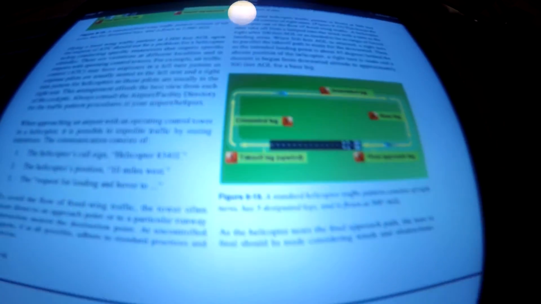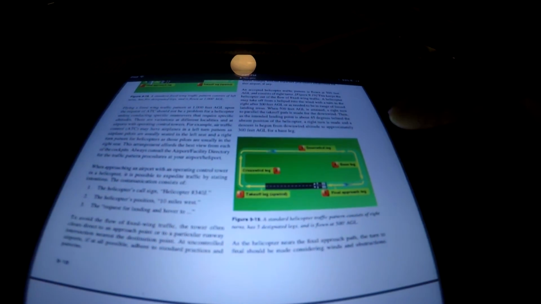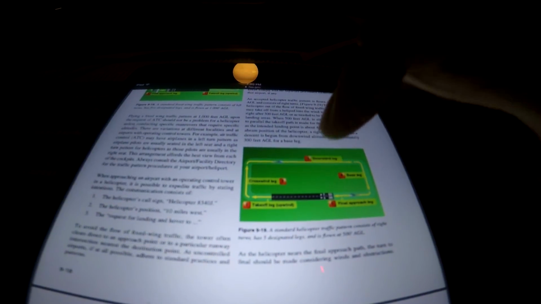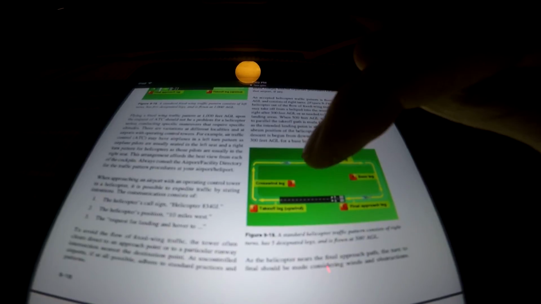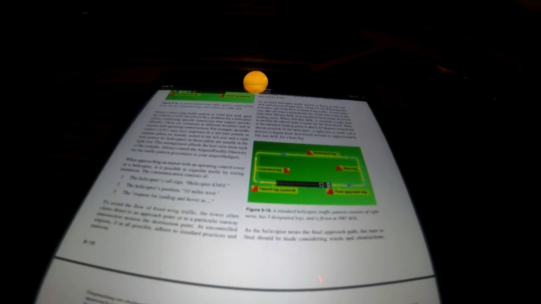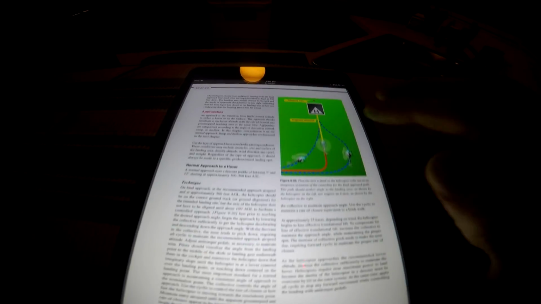All right. A standard helicopter traffic pattern consists of right turns, has 5 designated legs, and is flown at 500 feet AGL. As the helicopter nears the final approach path, the turn to final should be made considering winds and obstructions.